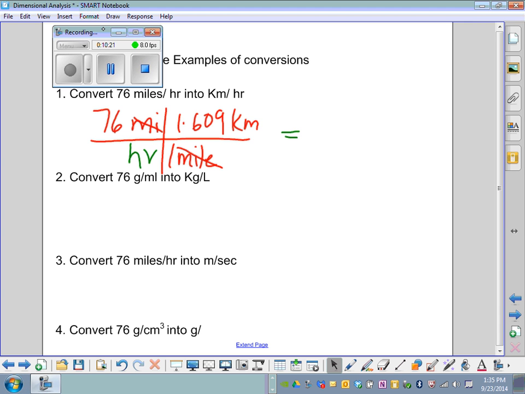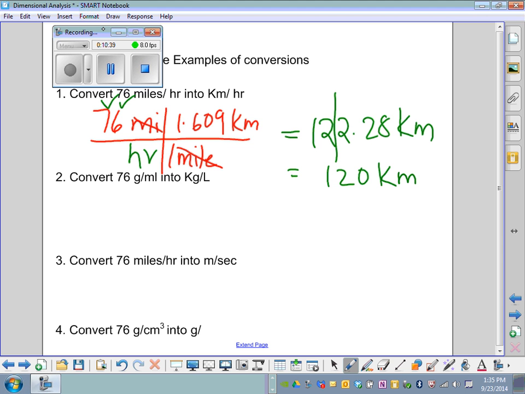So if I multiply, what do I get? What's my answer here? I'm going to do 76 times 1.609, and what do I get? 122.28. Is that right? Kilometers, but I need two significant digits. So I'm going to chop off here. I'm going to say it's 120 kilometers per hour. Is that right? The hour does not change.